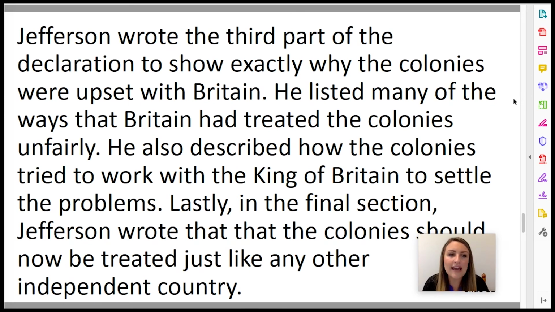Third part said why the colonies were upset with Britain. In the third part, what did Jefferson include? Yes, he listed ways that Britain treated them unfairly.